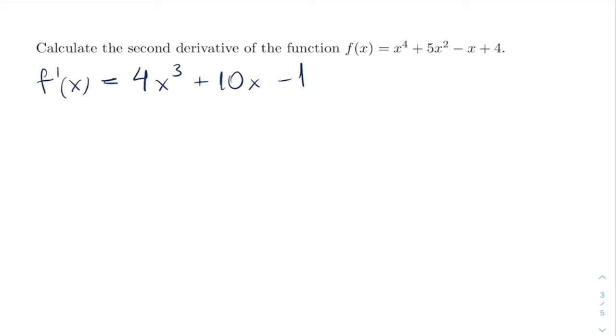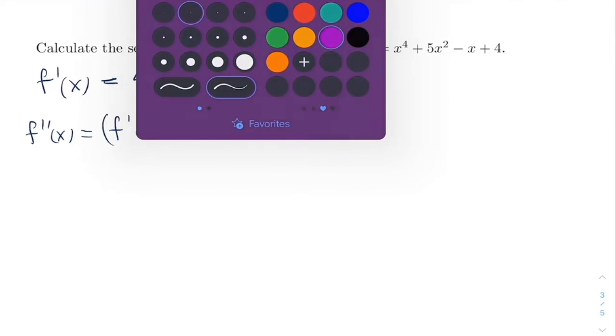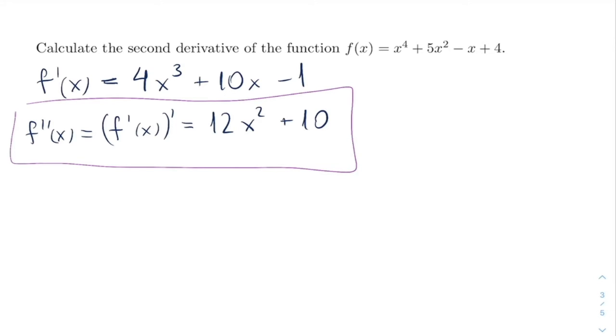And now to find the second derivative, it's simply to find the derivative of this new function f prime of x. So remember, the second derivative is the derivative of the derivative, and this will be equal in this case to 12x squared plus 10. So we just checked that the second derivative is simply the derivative of the derivative.